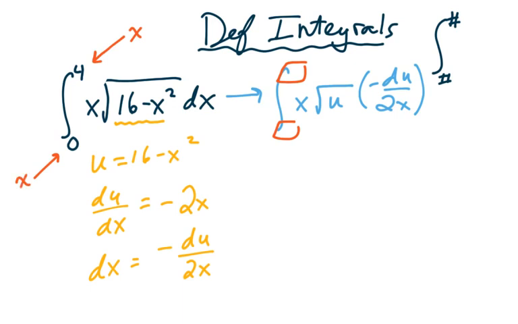As x goes from 0 to 4, but now we're switching into u mode. These are supposed to be u numbers. So now we have to go back and try to recalculate what the u numbers are going to be.